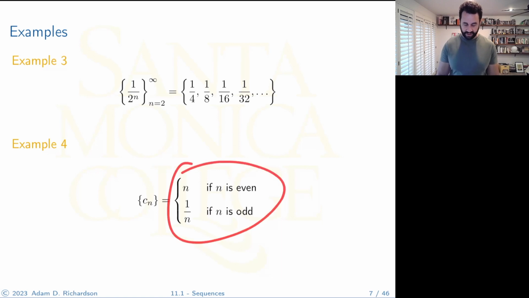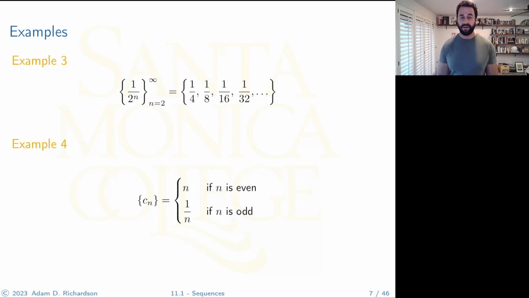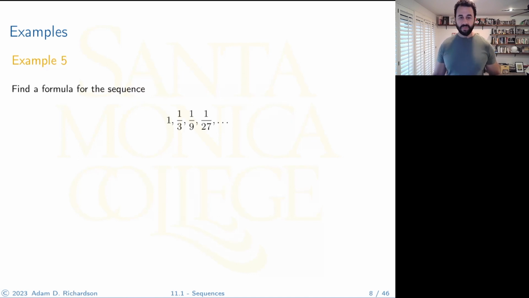Sequences can also be defined piecewise. They don't have to have just a simple closed form. You can describe them in any way you want. However, it is nice when they have a closed form because it simplifies things. So a lot of times you want to find closed forms. This one, I'll throw to you to practice. See if you can find a formula, a closed form of this sequence right here.